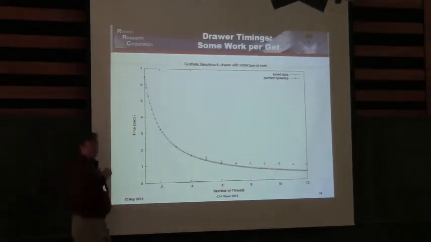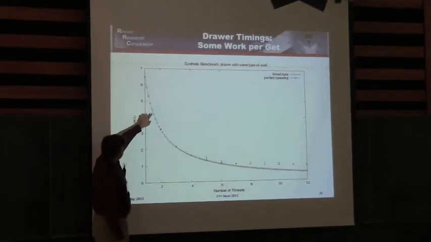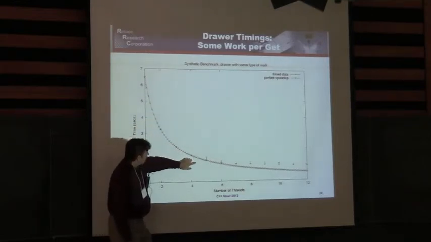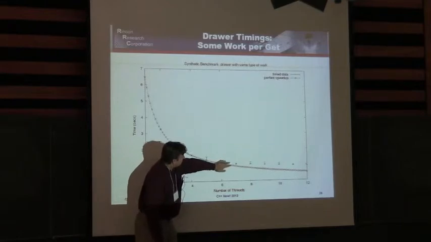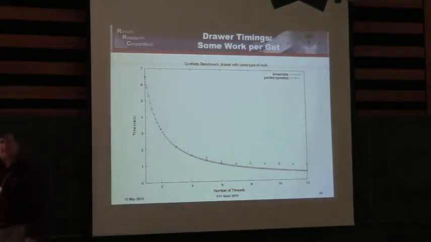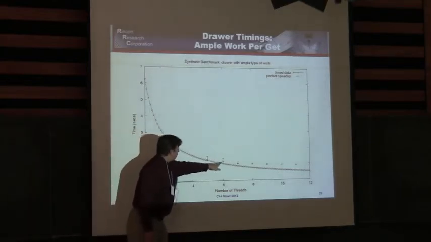For the sum work type, where we're doing just a little bit of work after we do a get, notice we actually get pretty good scaling. It's a little hard to see here, but the time data is right on the perfect speedup line up until about 6 threads, and then it diverges a little bit. We'll have to talk about that in a second. And the ample work type has a similar scaling line. Up to about 6 processors, it scales reasonably well.